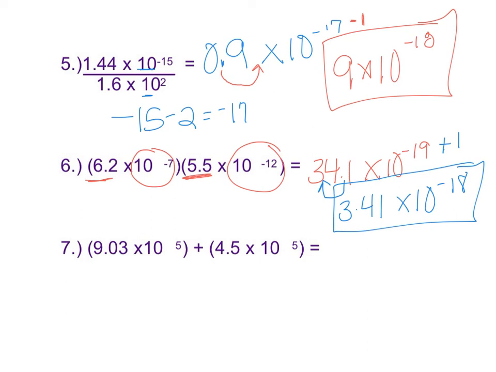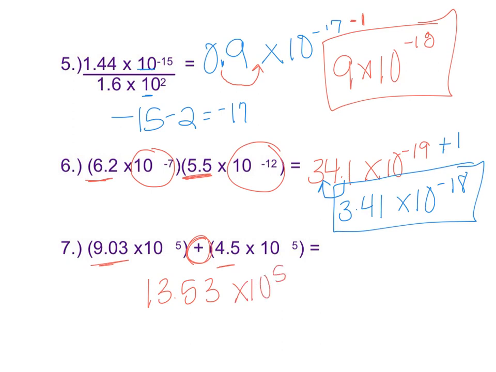Number 7, we have an addition problem. Okay, remember the rules for addition are different. We add the two decimal numbers, 9.03 plus 4.5 equals 13.53, and then we keep the same base and exponent, so we keep the times 10 to the 5th.